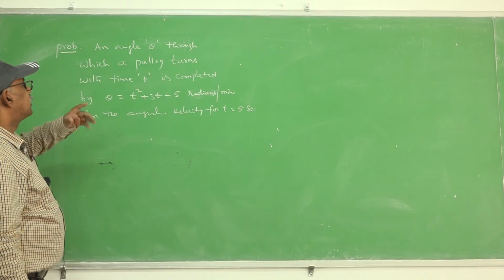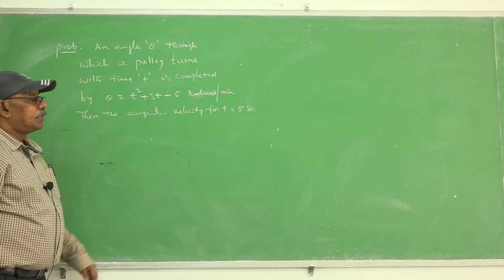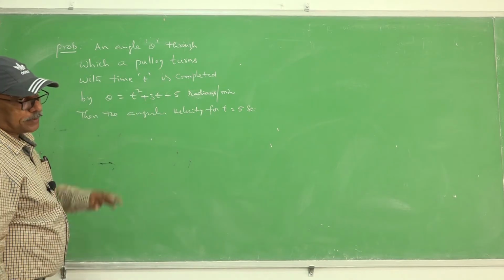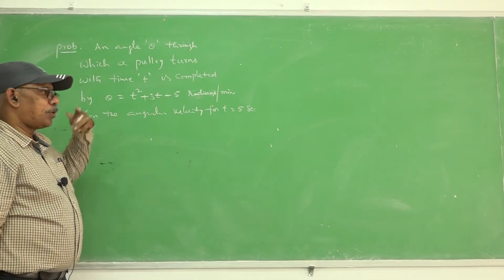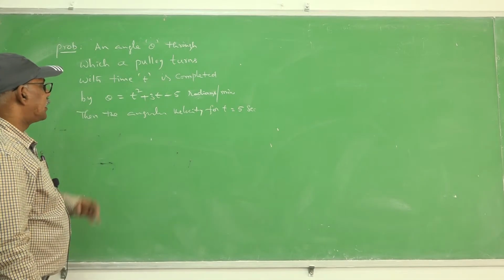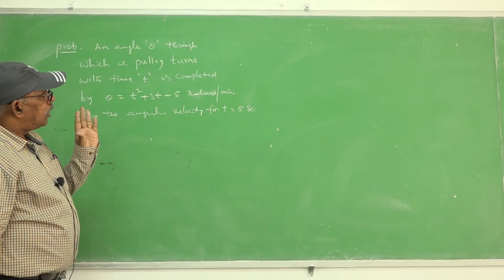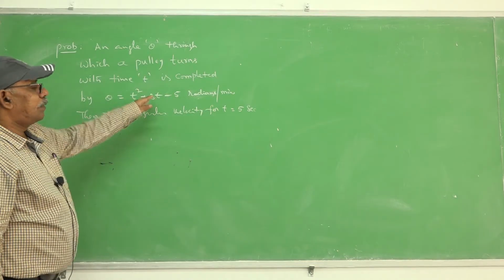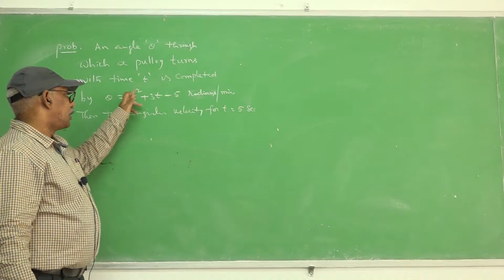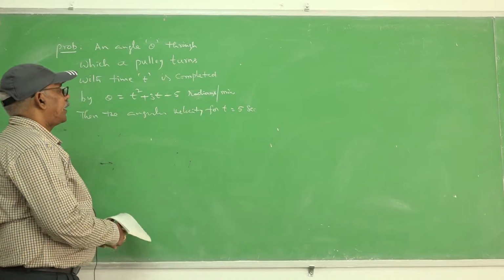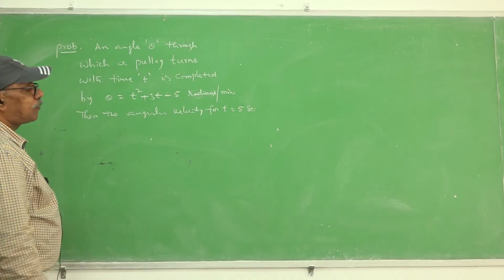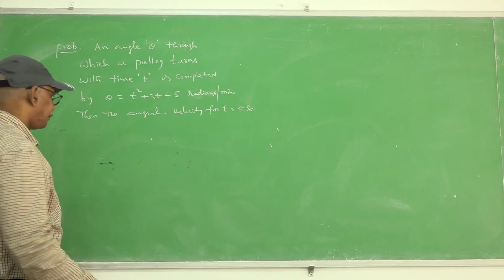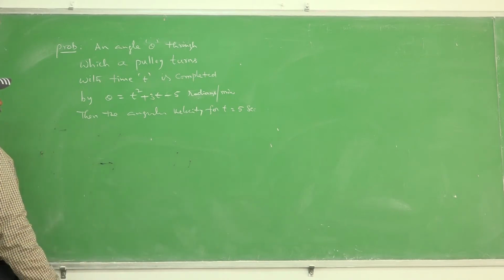An angle theta through which a pulley turns with time t is given by theta equal to t square plus 3t minus 5 radians per minute. According to the time, the pulley rotates. Once the pulley rotates, the angle changes. At t equal to 5 seconds, what is the angular velocity? The rate of change of the angle is nothing but angular velocity.